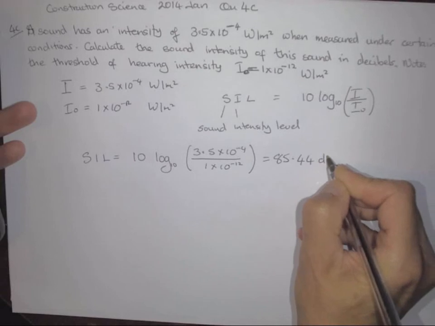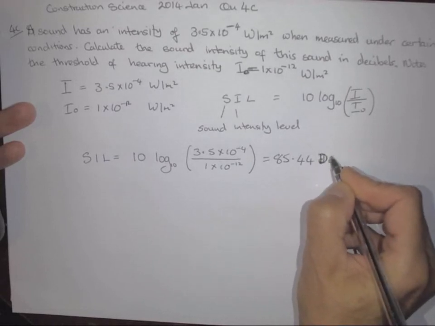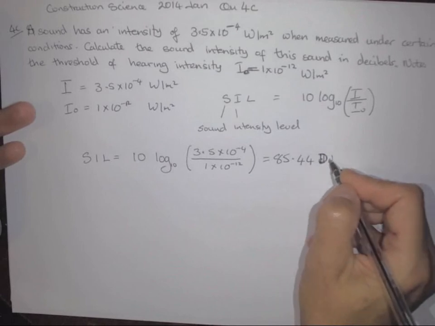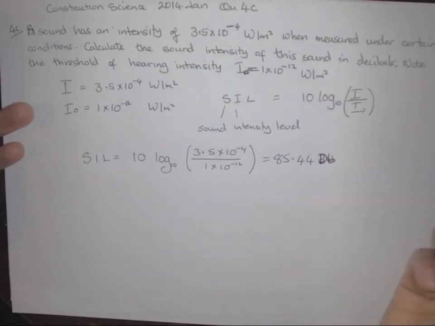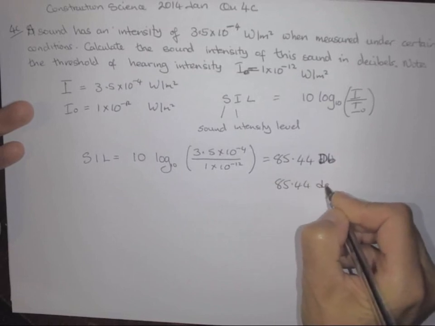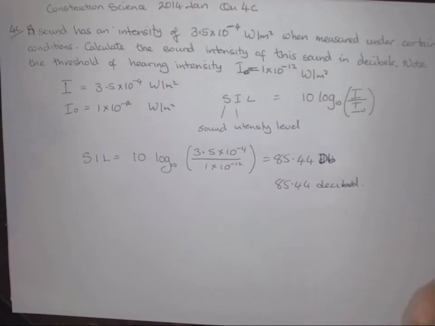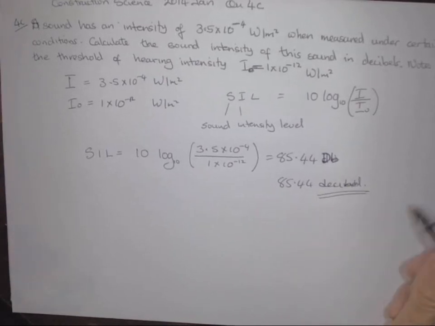85.44 decibels. So you'd say DB, I'll just write decibels. 85.44 decibels. Oh God, that's messy. And that's your answer, and that's the question done.